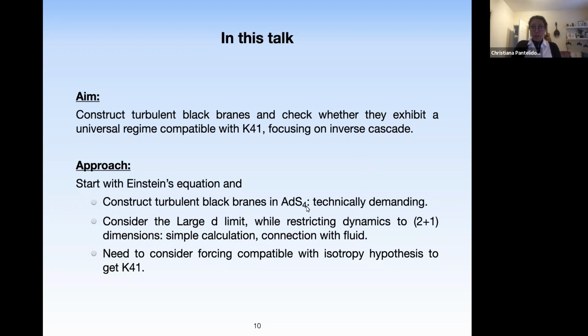Okay, and of course, I tried to emphasize this before, but let me state it again a bit more clearly. In doing this calculation, in order to be able to see the universal regime compatible with K41, we need to introduce a forcing term, okay? And this forcing term cannot be anything. It has to be something that is compatible with the isotropy hypothesis, okay? And if you want, this is a novelty of the calculation that we did.